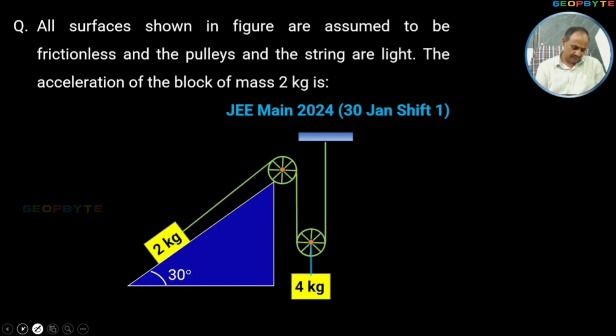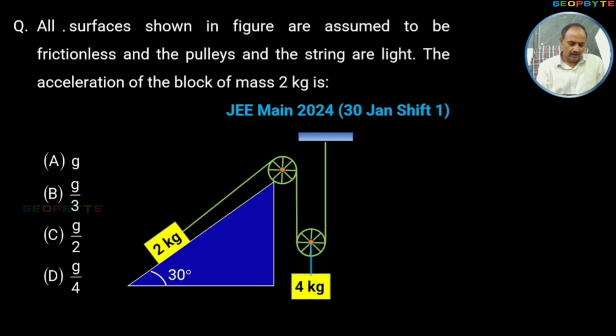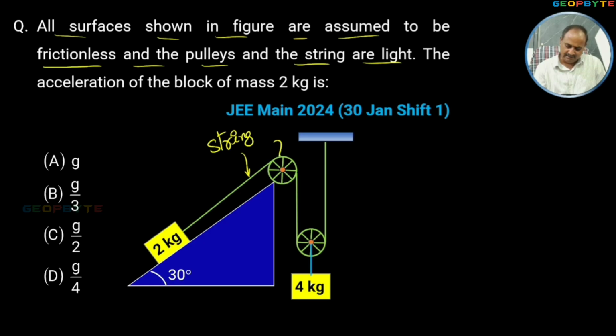Try to read it clearly. It is asking like this. All surfaces shown in the figure are assumed to be frictionless. Assume it to be frictionless means you need not consider any friction. And the pulley and the string are light. This is the string. String is massless. Light means massless. This is the pulley. That means here you need not consider the mass of the string and the mass of the pulley. The acceleration of the block of mass 2 kg. What is the acceleration of the 2 kg block? That is the question.